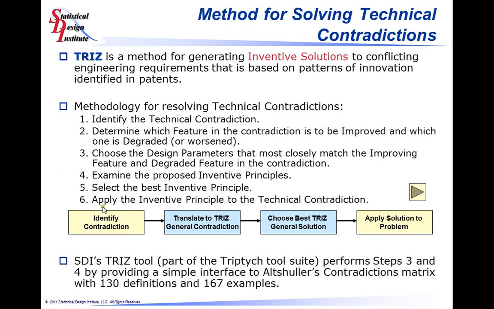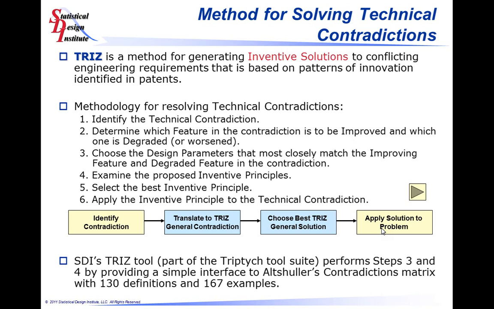So TRIZ is based on identifying contradictions, translating your problem into a TRIZ general contradiction, choosing the best TRIZ general solution, and then extending that solution to a specific solution that will help you address the problem that you're trying to come up with a solution for. So in the SDI tools, there is a TRIZ tool that will allow you to implement this process and basically support you in identifying design parameters and also inventive principles that could be applicable to your particular problem.